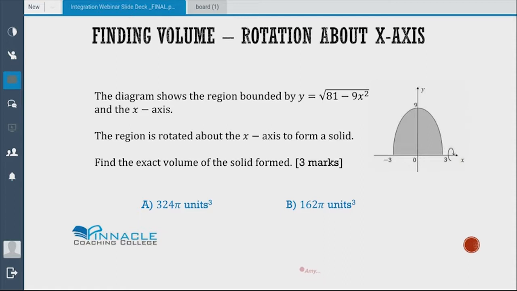So let's take a look at volume questions. So we're going to look at rotation about x and y axis. So in the first instance, the x axis, for those who've forgotten the formula, here it is. Pi integral of y squared dx. Okay, so you need to make sure you square your function. And then you're integrating with respect to x because we're rotating around the x-axis. So I'll give you a couple of minutes to attempt that.